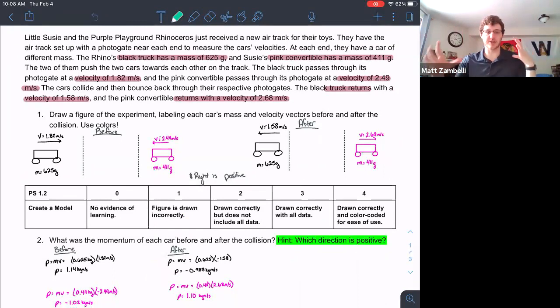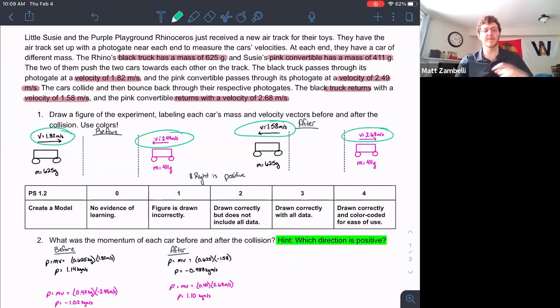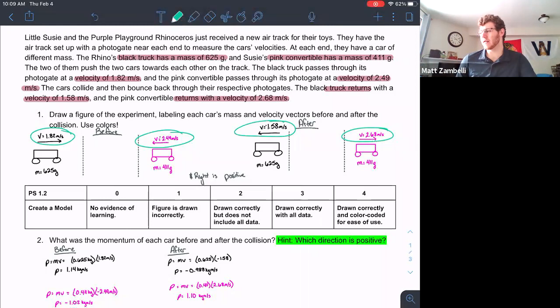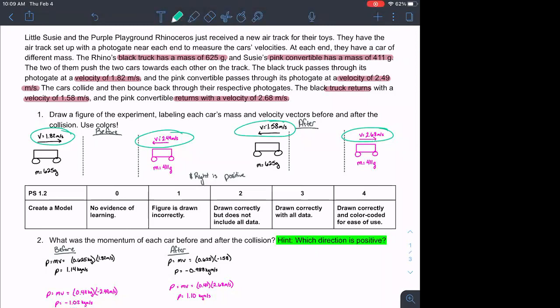Some of you are just great artists, which is wonderful. Some of you are more like me, where you drew some boxes, also fine. The big thing I wanted to see was that you're drawing the directions that these objects are going before and after the collision. So before they're going towards each other, after they're going away from each other. The other things I was looking for were that you had the masses down and the velocities down.